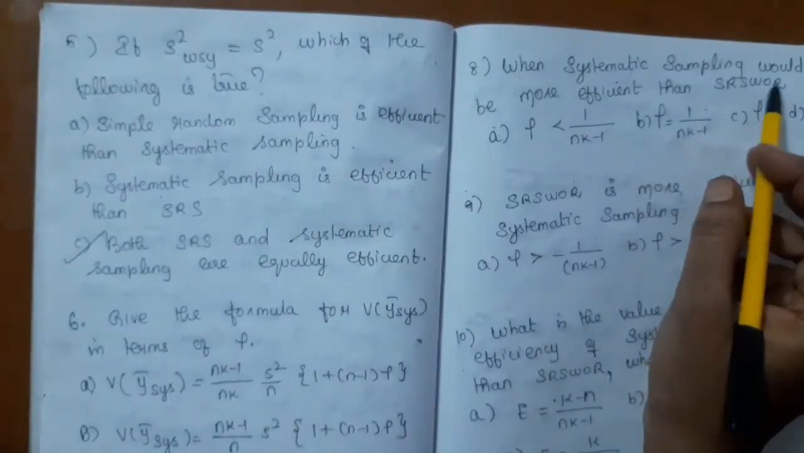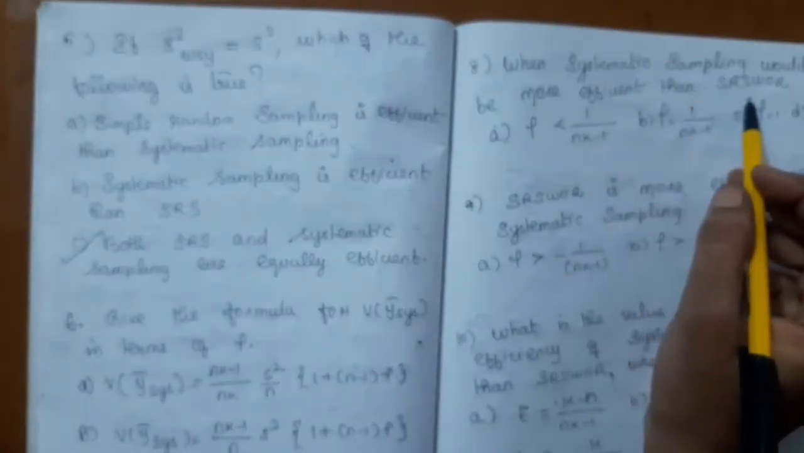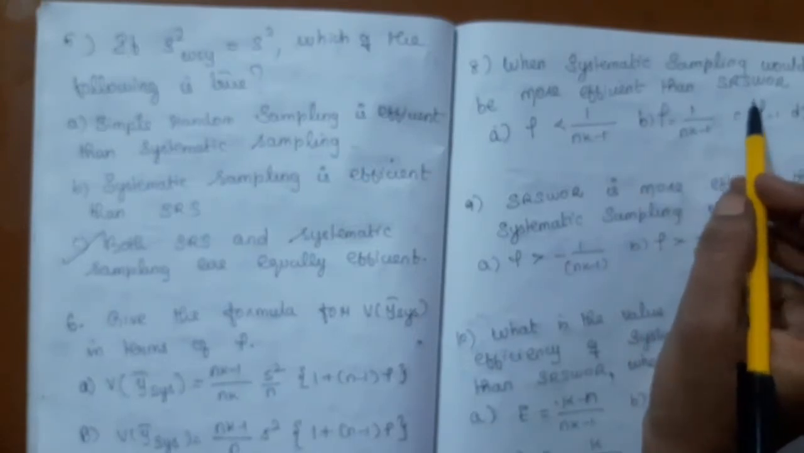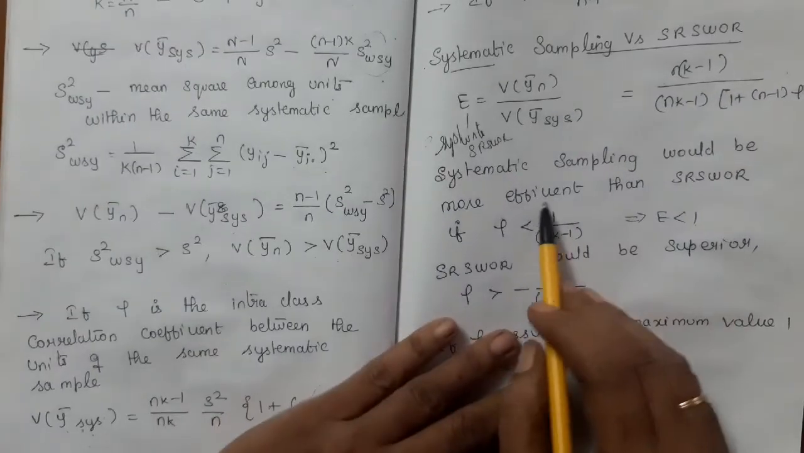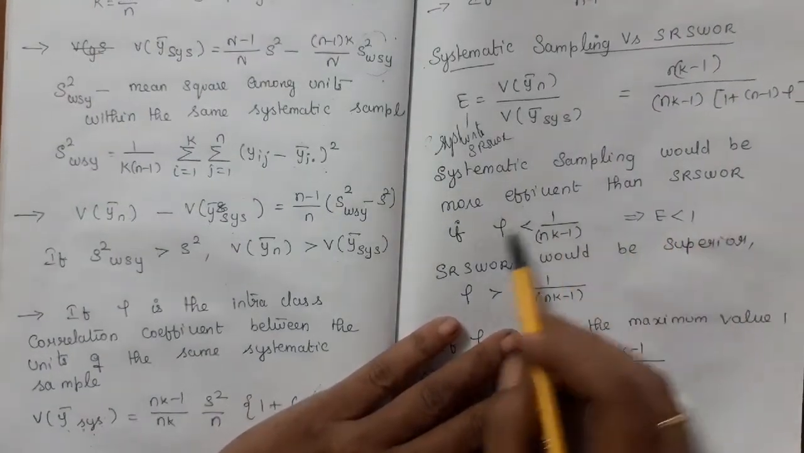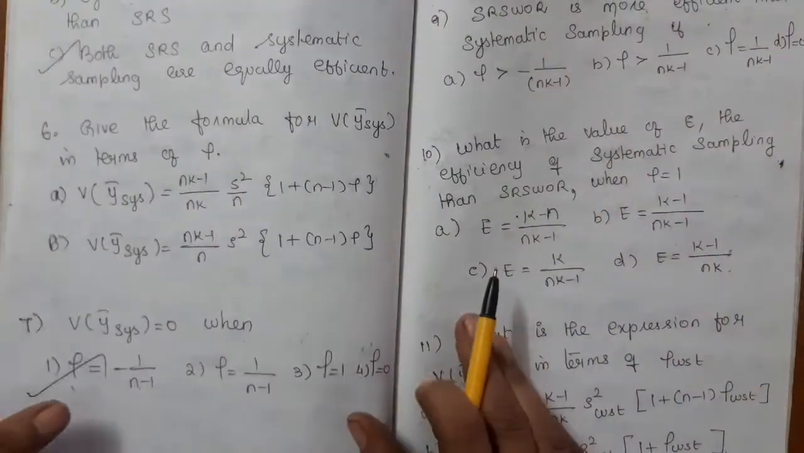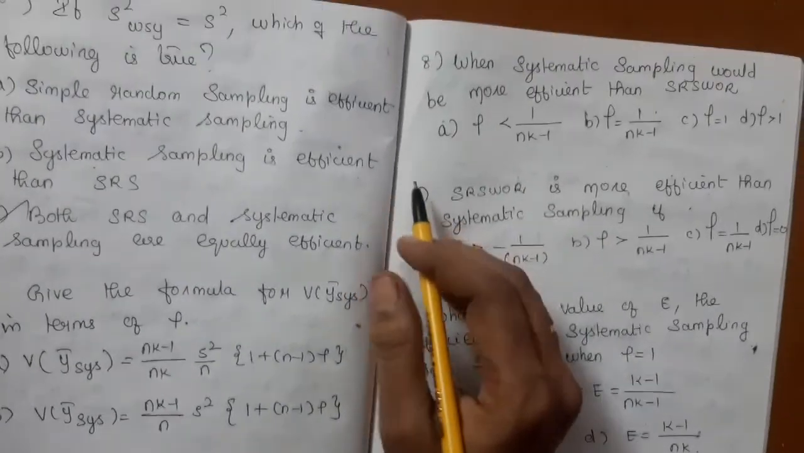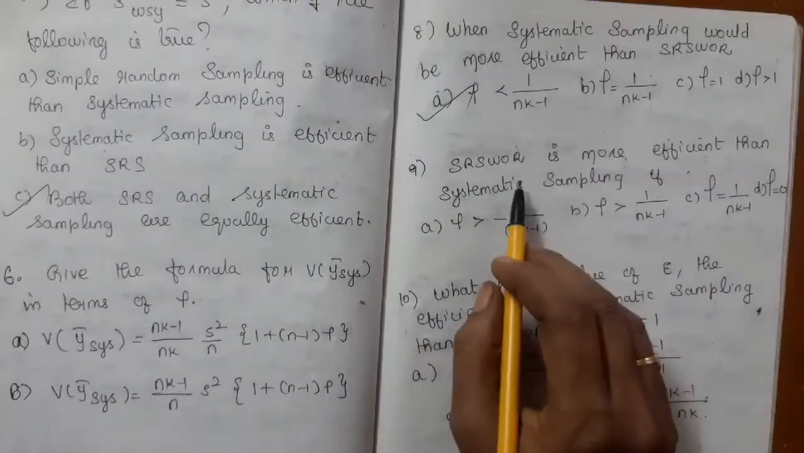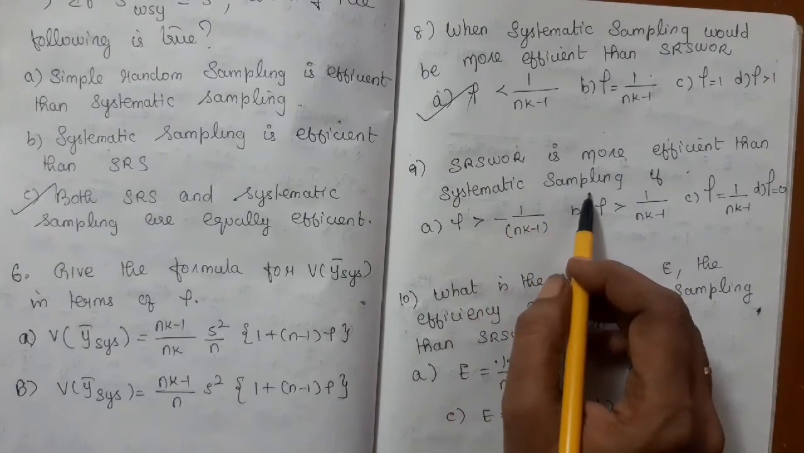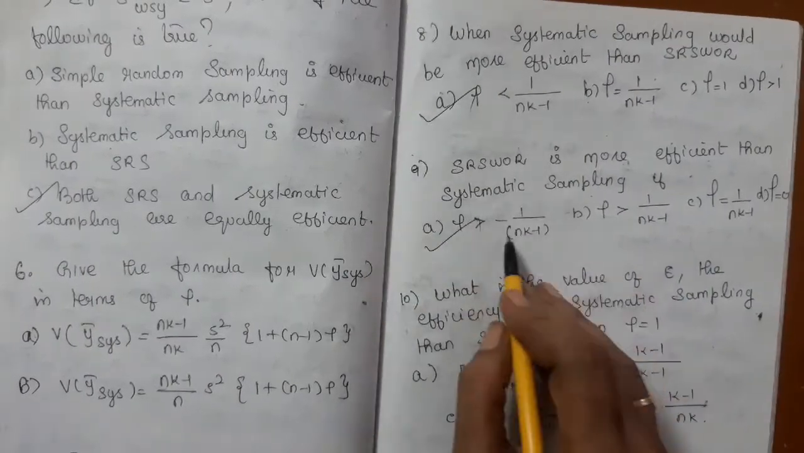Next, when would systematic sampling be more efficient than simple random sampling without replacement? This we have discussed here. Systematic sampling would be more efficient than simple random sampling without replacement when rho is less than (nk minus 1)/(nk minus 1). So this is true. Simple random sampling is more efficient than systematic sampling when rho is greater than minus 1 by nk minus 1.